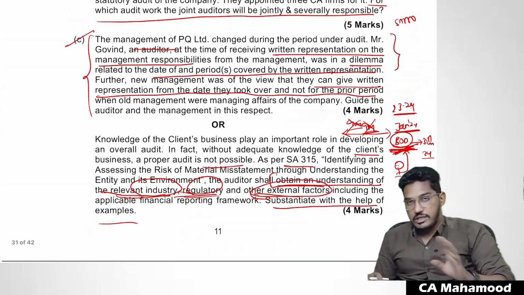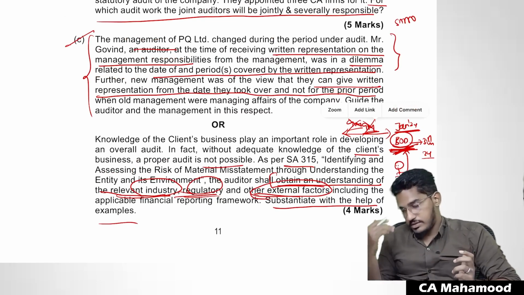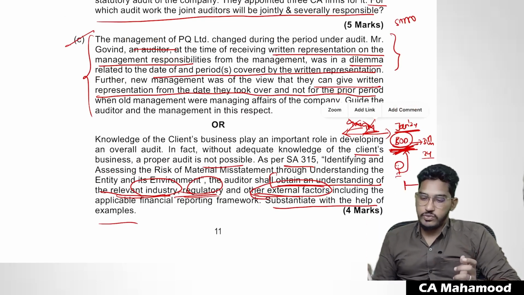Understood? So that's all, guys. This is a summary discussion from MTP 1 and 2. So my request, please go through this before you go for the examination.